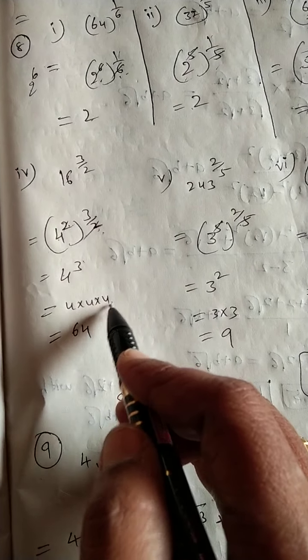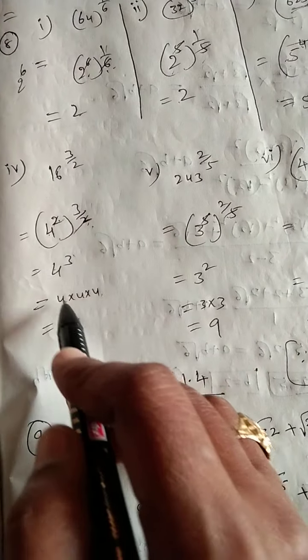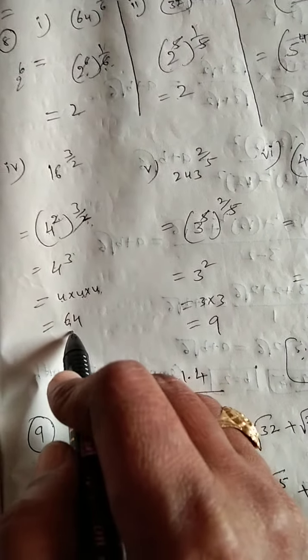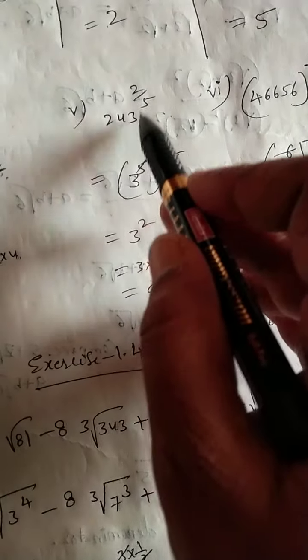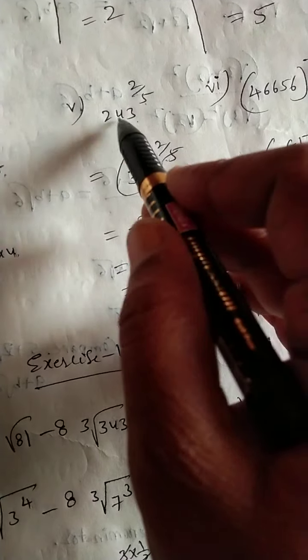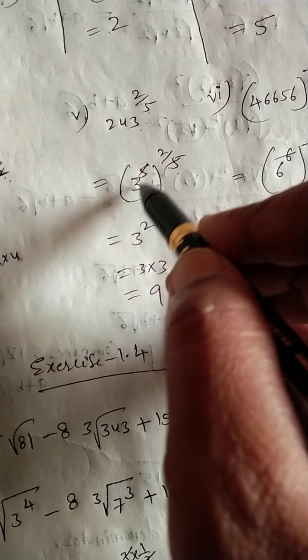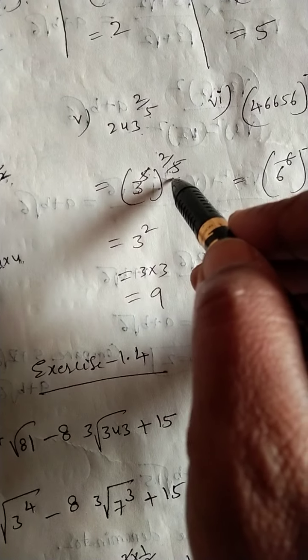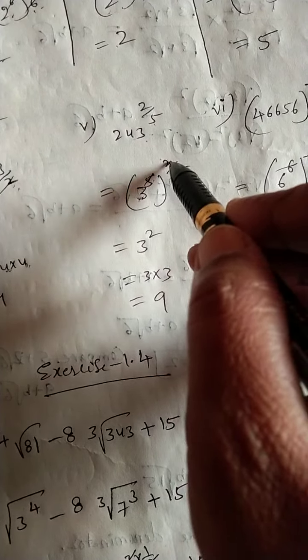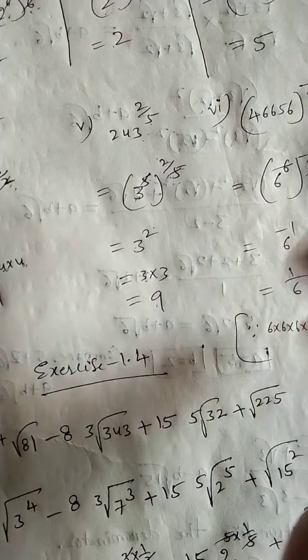4 cube means 3 times we can multiply, you will get 64. 4 × 4 is 16, 16 × 4 is 64. Now 243 whole power 2 by 5. 243 we can write as 3 power 5, so (3 power 5) whole power 2 by 5. The 5s will cancel, 3 power 2 will be 9.